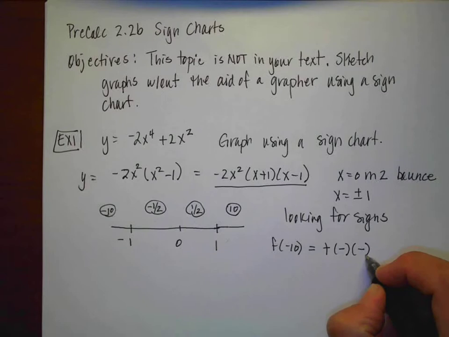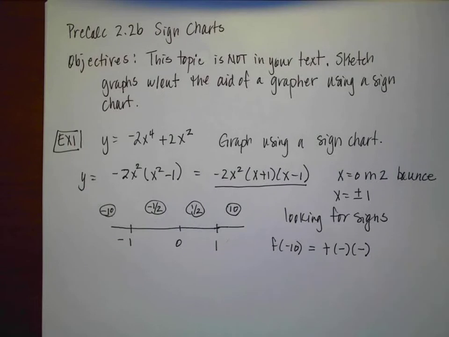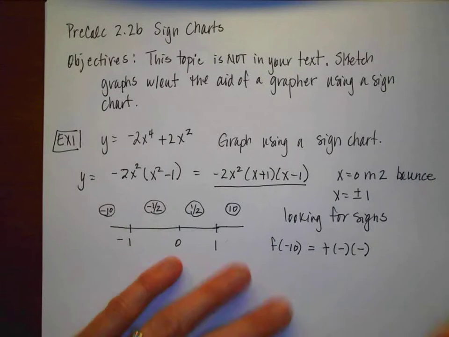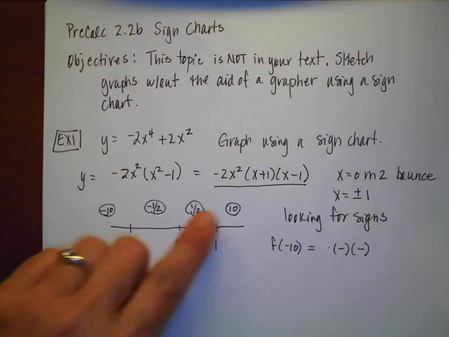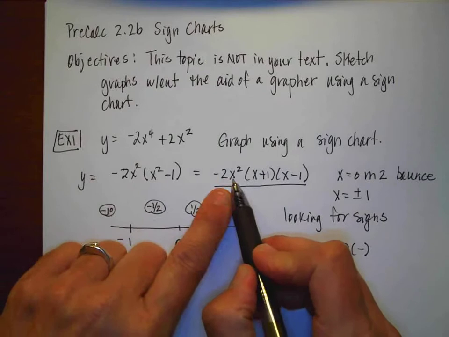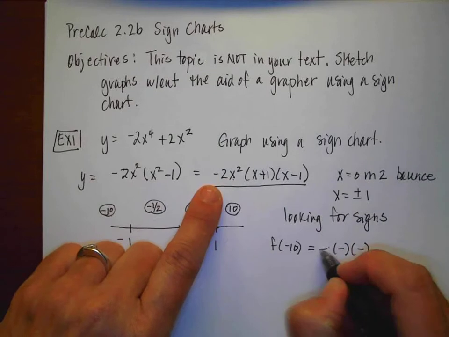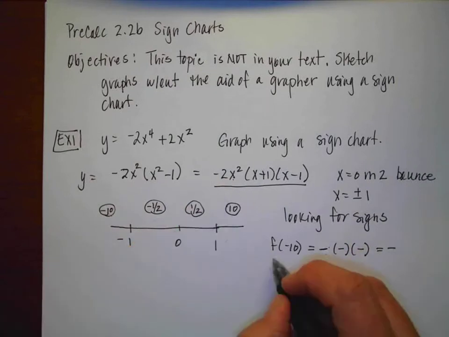So this would be, what did I do wrong? Oh, my bad. Here's my mistake. A negative 10 squared is positive times a negative 2 is negative. There we go. Whew, that was scary.